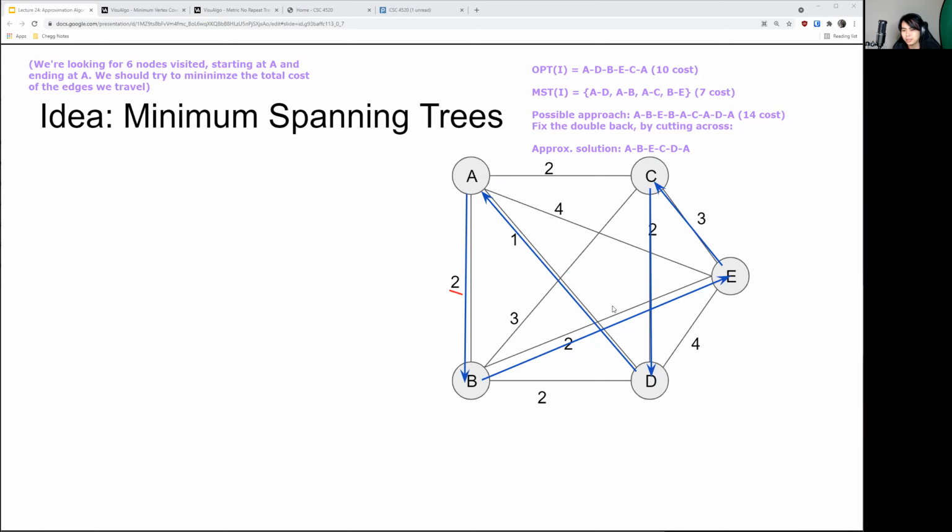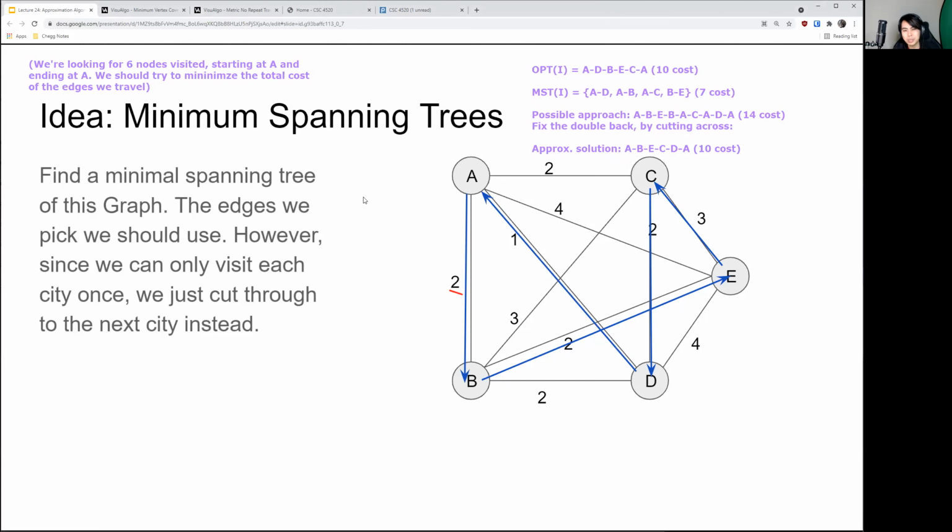We have 2, 4, 7, 9, 10. The cost is exactly the cost we had in our optimal solution here. Neat, right? So let me just summarize what we just did.